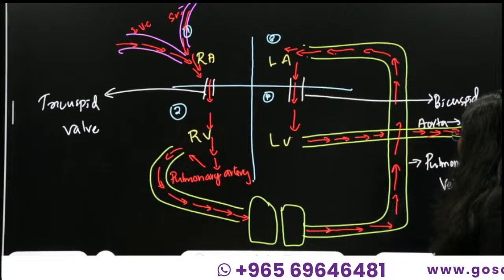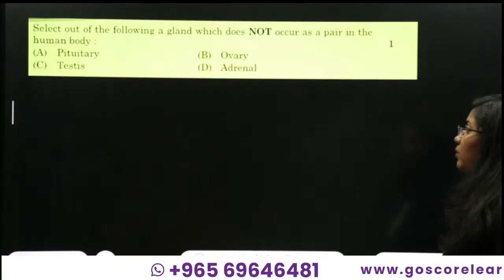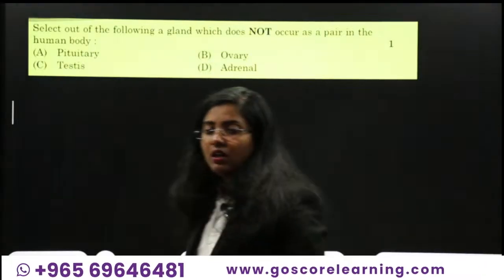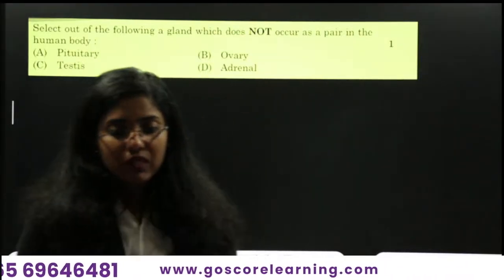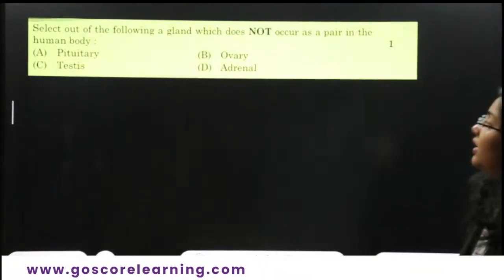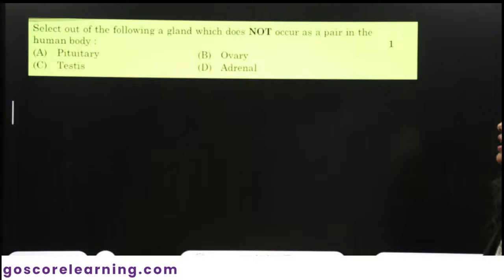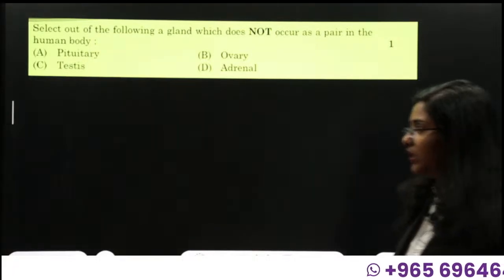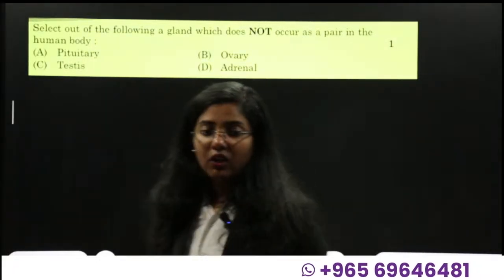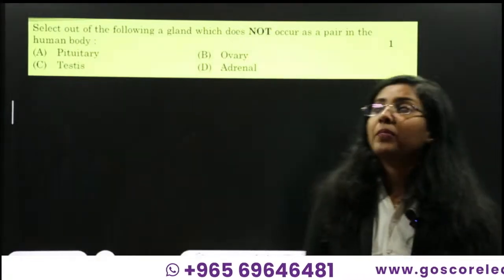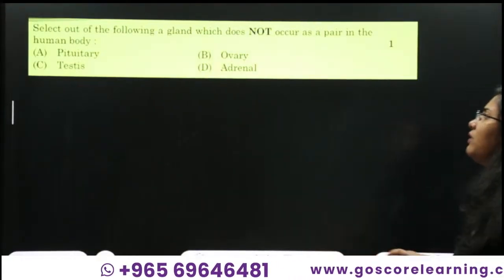Now we are moving to the next question. Please read the question. Yes, very good. B and C is the correct answer. The next question given here is: select the gland which does not occur in pair in the human body. This is about location. You have to understand the location of the different glands present in our body.